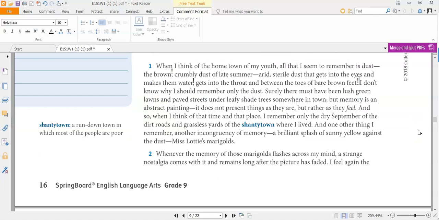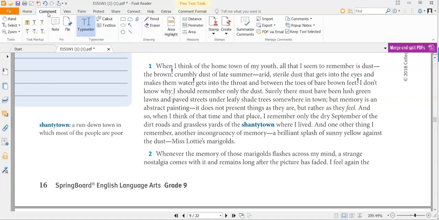And then I think that this kind of sounds like her voice because she's reflecting on her own thoughts, where it says, I don't know why I should remember only the dust. So I'm going to highlight that because I think that shows voice. And I think she also is using this here.